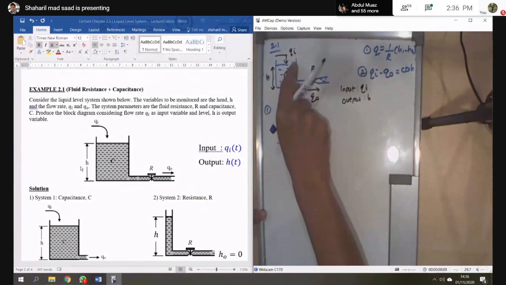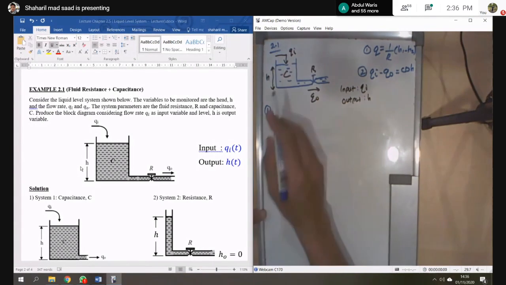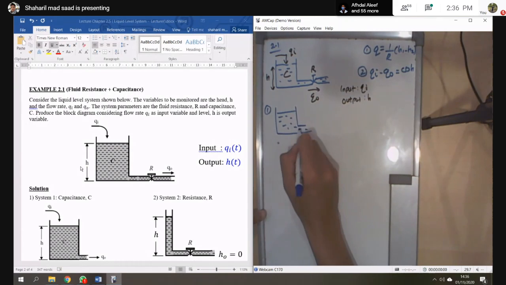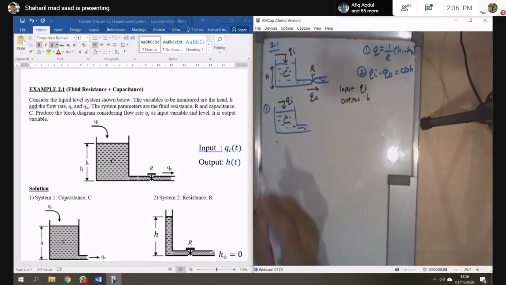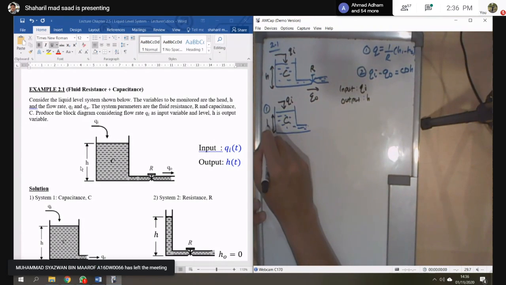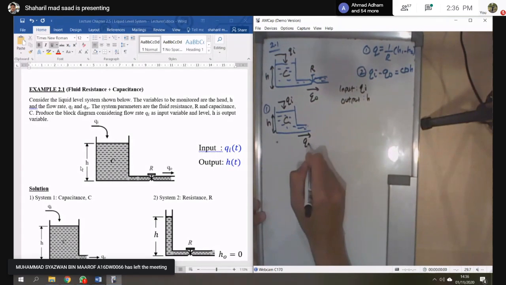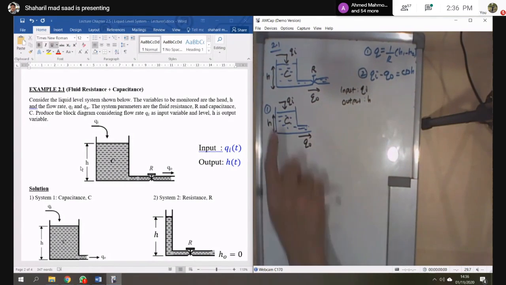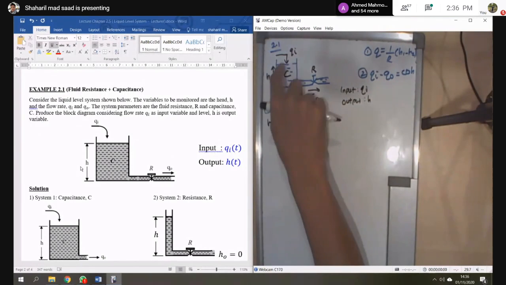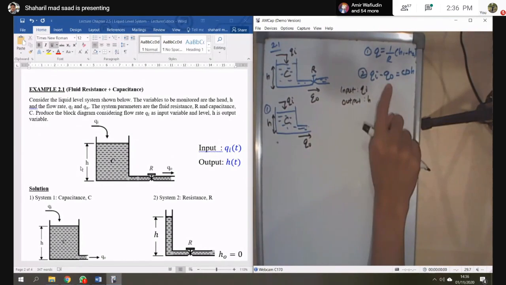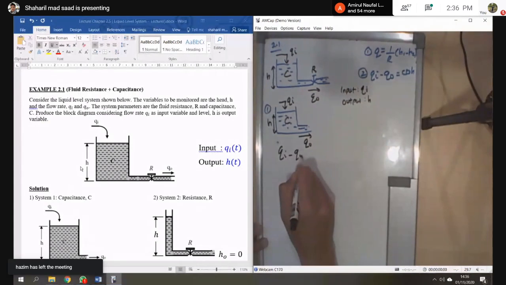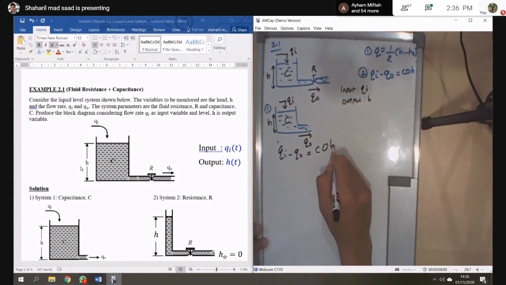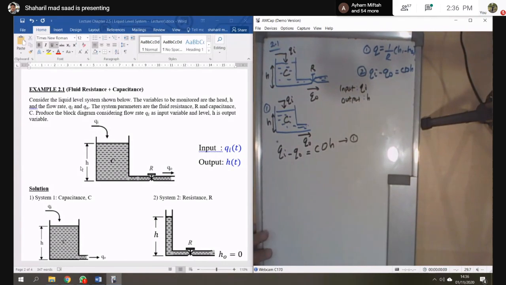So if we go to the capacitance first, right? The block diagram of the system will be like this. And you have C here. Then you have the Qi, and then this one you have the H, and this one you have the Q naught. First, look at this one first. Capacitance. So of course you will use equation number 1: Qi minus Q naught is equal to C dH. That's it. This is the equation number 1.